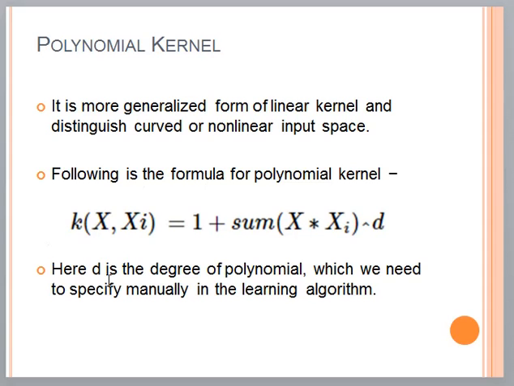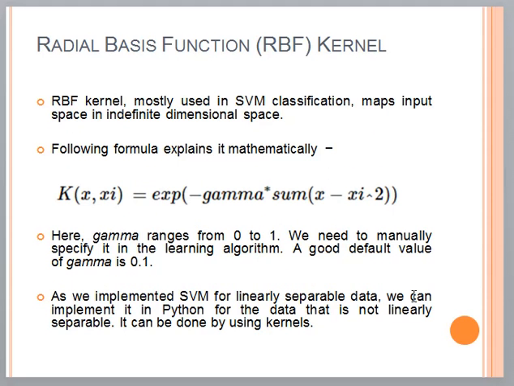So it says that here d is the degree of the polynomial, which we need to specify manually in the learning algorithm. So you remember that we have some hyperparameters and we need to select the values of those hyperparameters in order to make our classifier perform optimally. So here you can treat this d as a hyperparameter or as a coefficient for which we can select the value, and based on that value our kernel will be classifying those data sets. So the value of this d term, which is the degree of the polynomial, is very much dependent upon the problem and the data set.